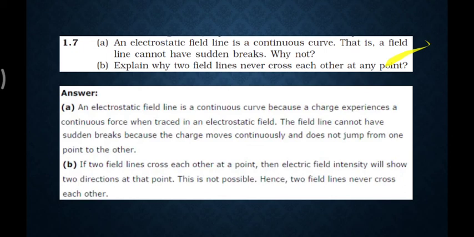Suppose these two field lines cross each other, then the direction is confusing. There is no specific direction we can indicate, so this is a confusion, and we never see such confusion. So they are never crossed, we can justify this is not possible, hence two lines never cross each other. Okay, thank you very much.